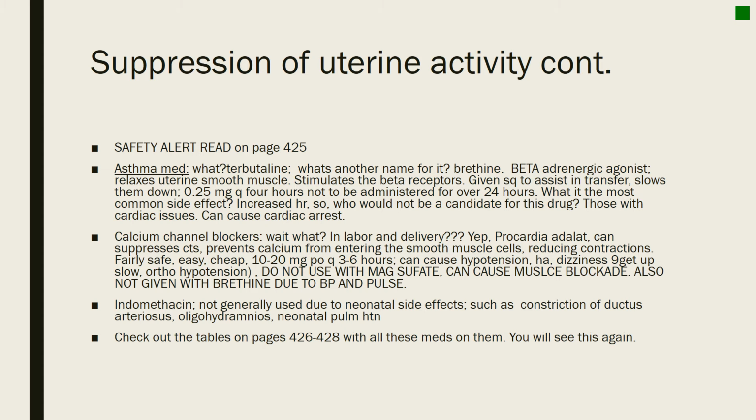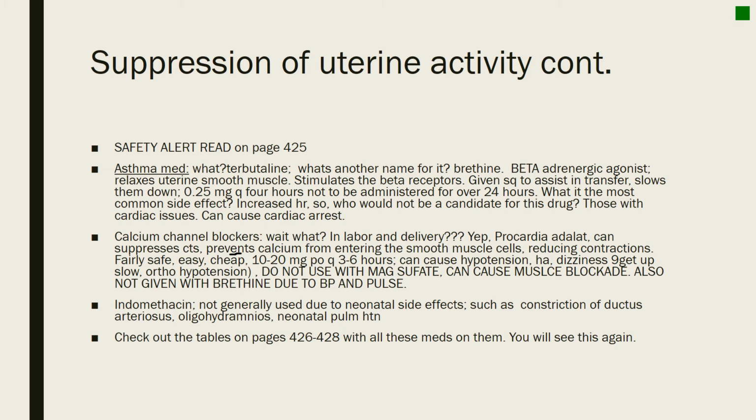Calcium channel blockers. In labor and delivery, Procardia, Adalat, they can suppress the contractions because, here's your path though, it prevents calcium from entering that smooth muscle. It reduces contractions. It's fairly safe. It's cheap. I've known about this medication, it has been around forever. 10 to 20 milligrams PO every 3 to 6 hours. It can cause hypotension because that's what we give it for, right? A headache, dizziness. We have them get up slowly because of orthostatic hypotension.